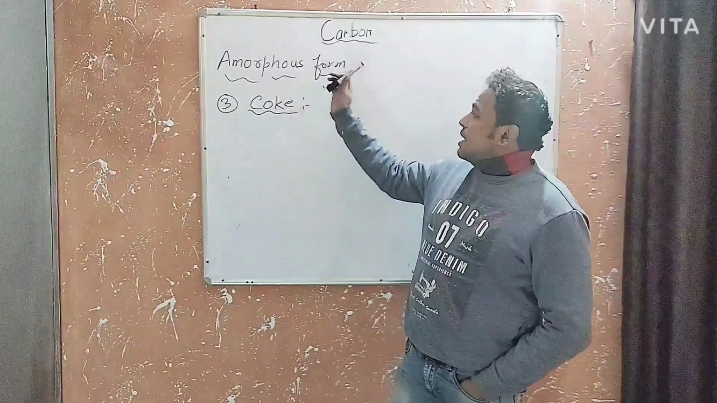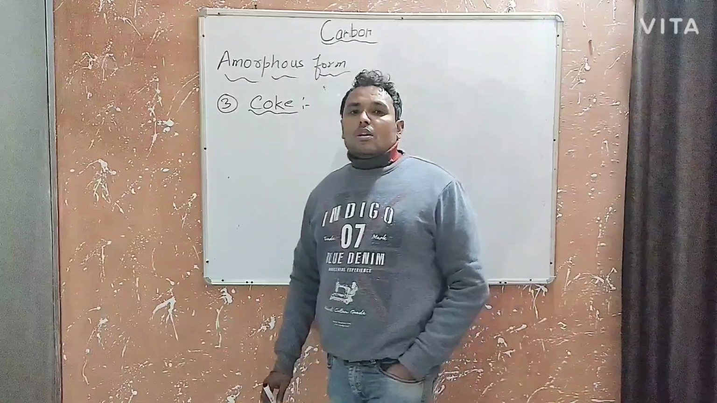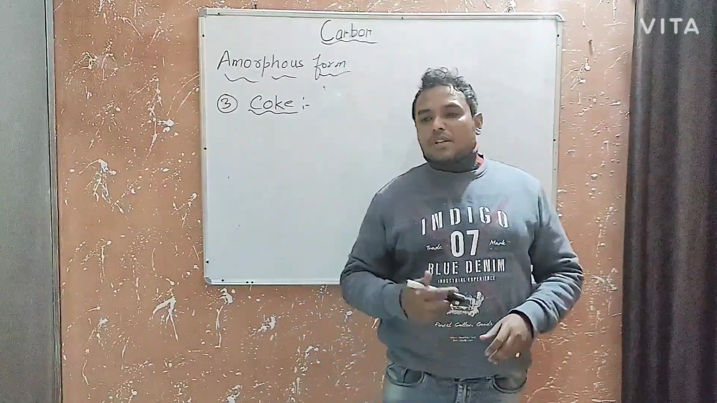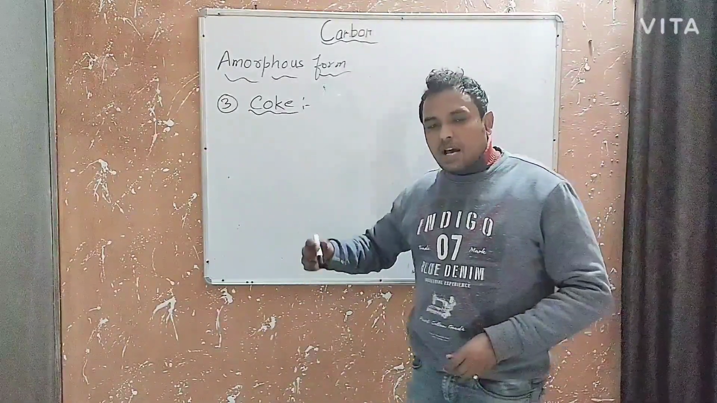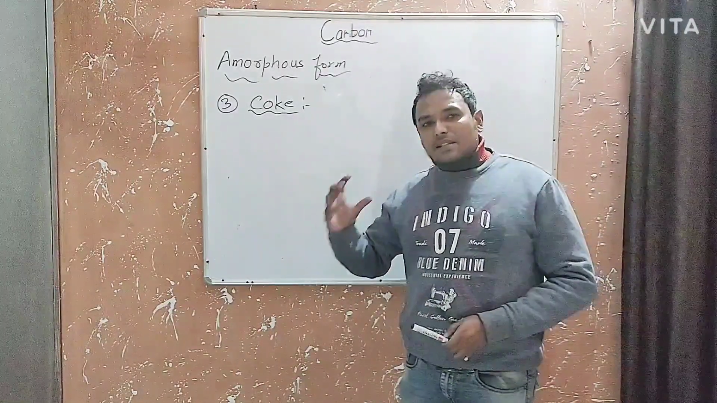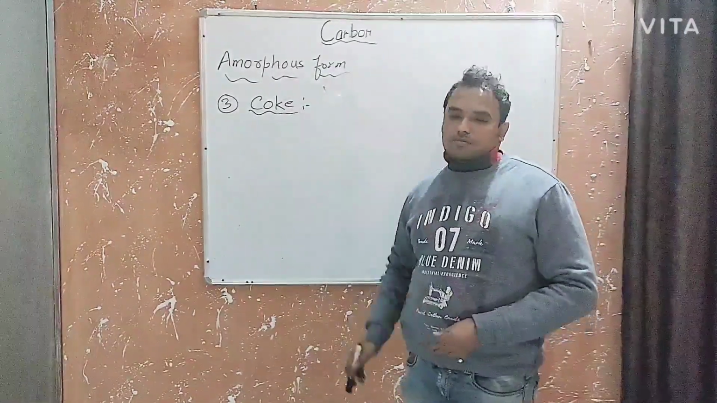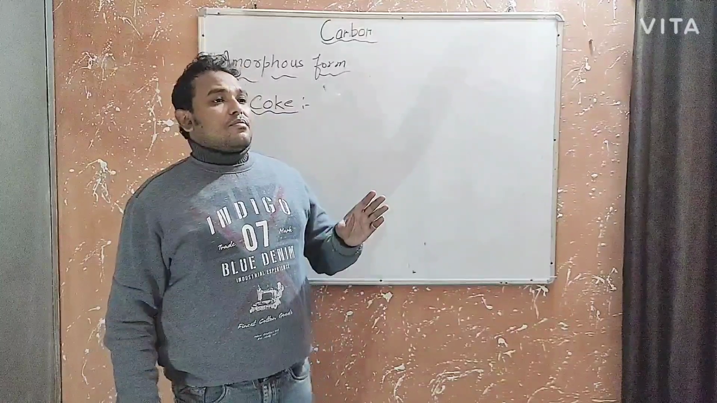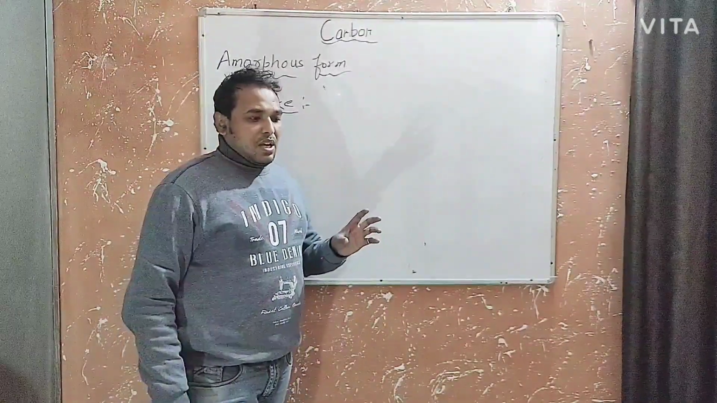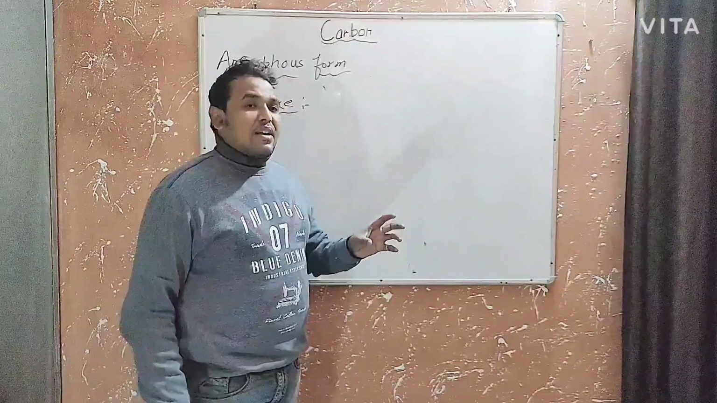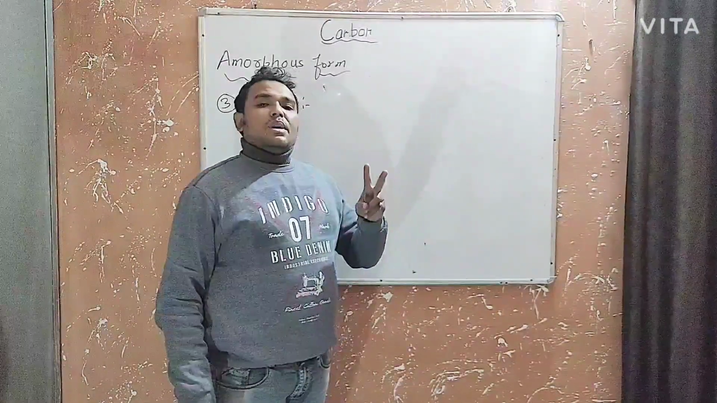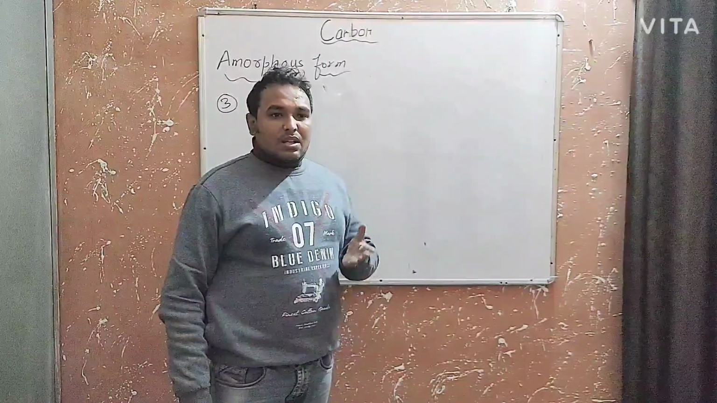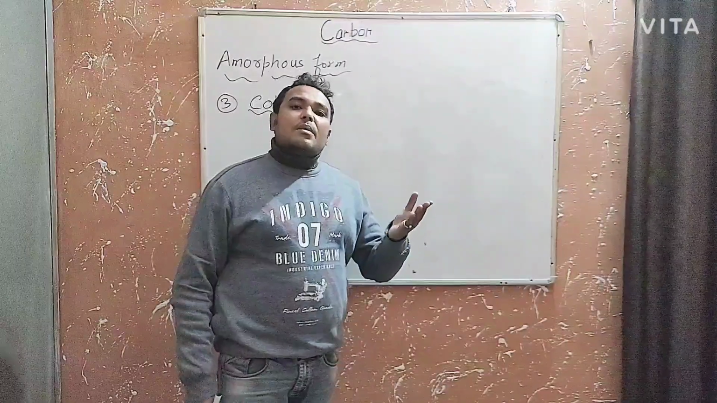The third amorphous form of carbon is coke. Coke is formed by the destructive distillation of coal. When we heat the coal in the absence of air, the volatile impurities evaporate and a solid substance is left. That solid substance is known as coke. If you see the uses of coke, coke is a smokeless fuel. It is used as a fuel in homes and factories. Second, being a good conductor of electricity, it is used for making electrodes. Third, it is used for the extraction of metals.